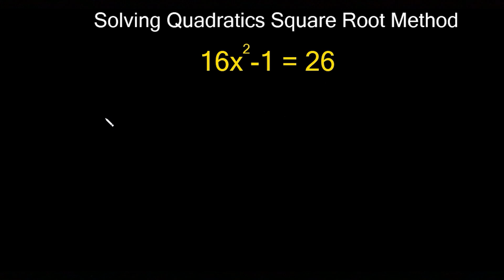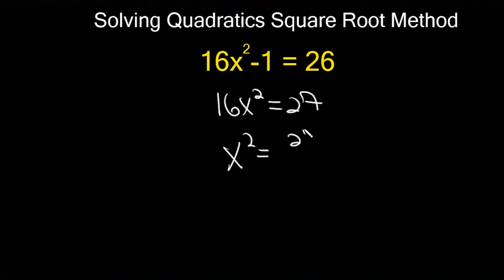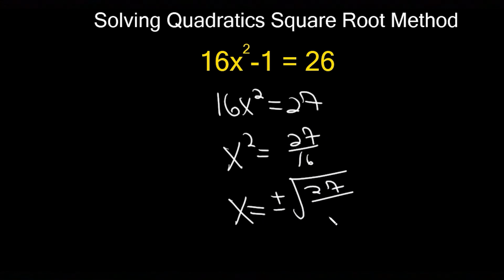So here's our next example. This one here, we're going to add 1, and then we're going to end up dividing by 16. So I'm going to get 16x squared. When I add that 1, I get equal to 27. Okay. Then from here, you can go ahead and divide by 16. When I do that, I get x squared is equal to 27 all over 16. And then we're going to take the square root on both sides, like always. So we get x is equal to plus or minus square root of 27 all over 16.